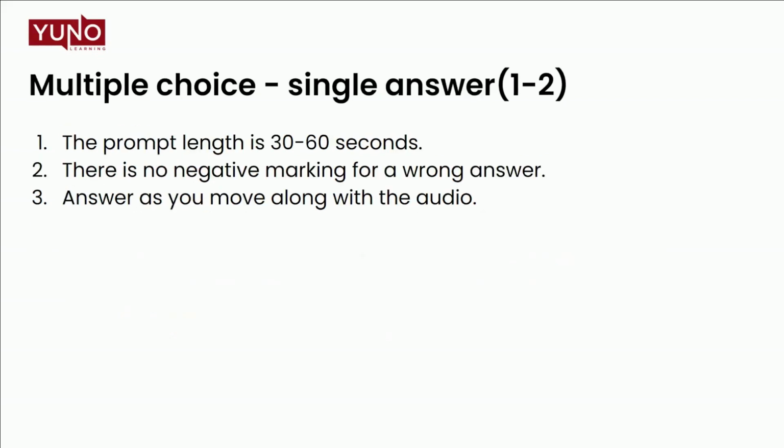The next is the multiple choice single answer, and you can expect 1 to 2 questions of this kind. Here the prompt length is 32 seconds. The next type is multiple choice single answer, and you can expect 1 to 2 questions of this kind. Now, remember, there is no negative marking for a wrong answer in this, and the prompt length is 30 to 60 seconds. So answer as you move along with the audio.